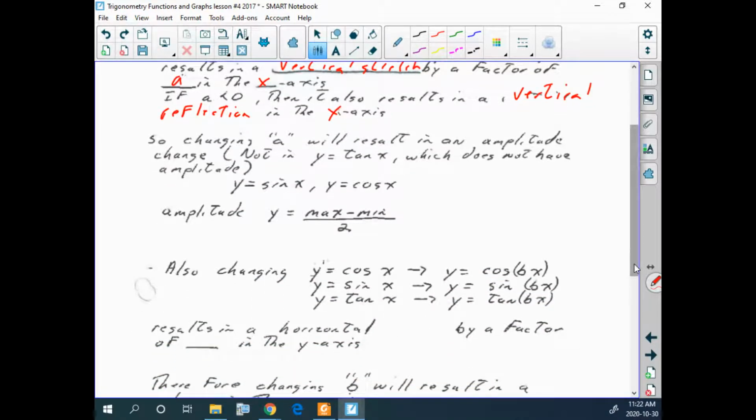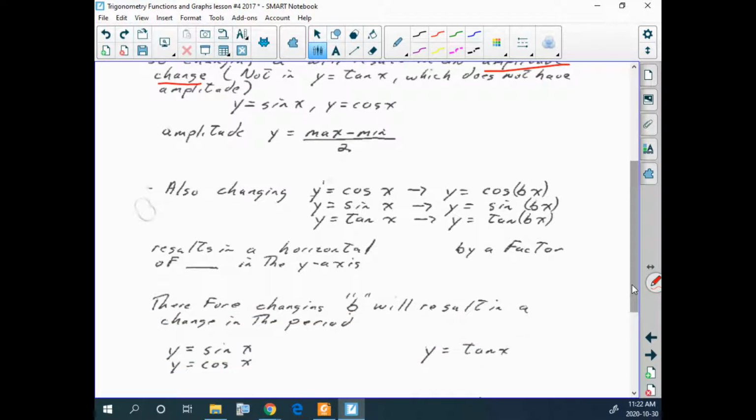Okay, so you make an amplitude change, not for tangent because it doesn't have an amplitude, and we can figure out, as we said yesterday, the amplitude can be found by the difference from the max to the min divided by 2.